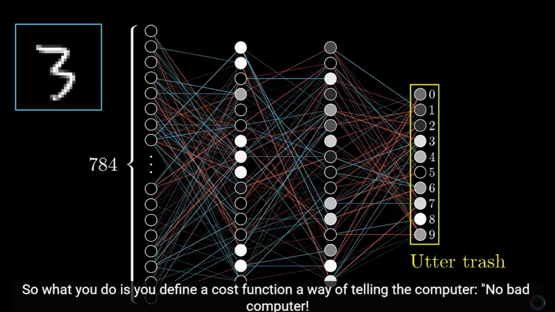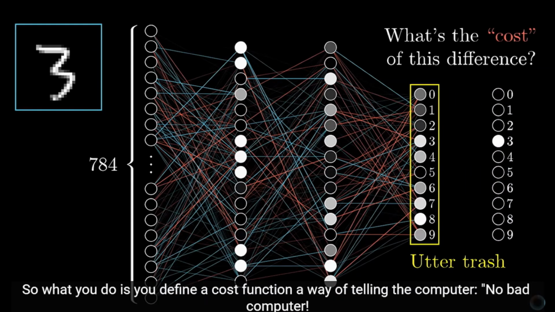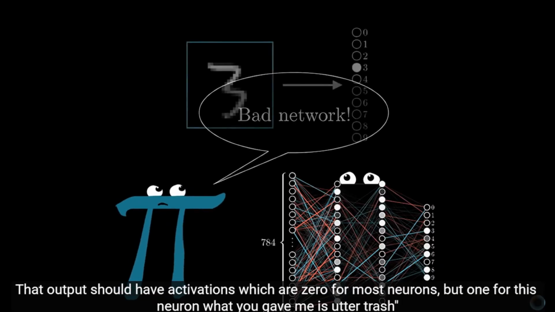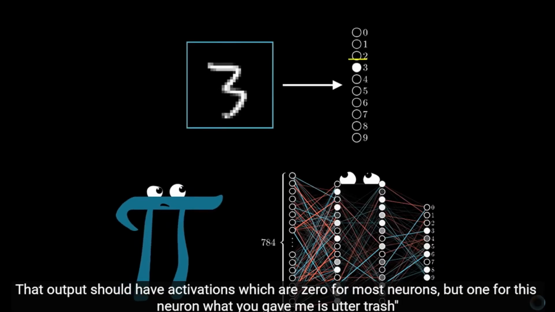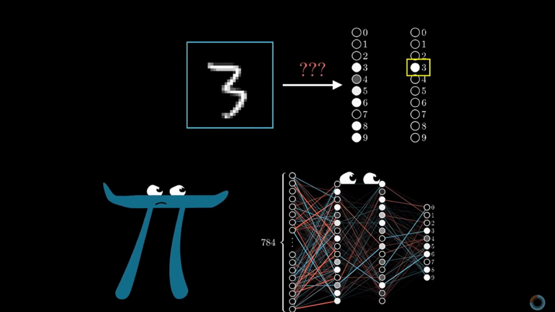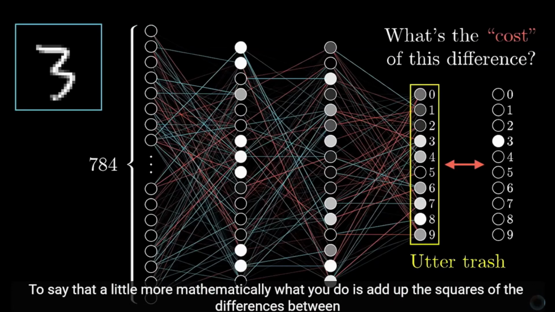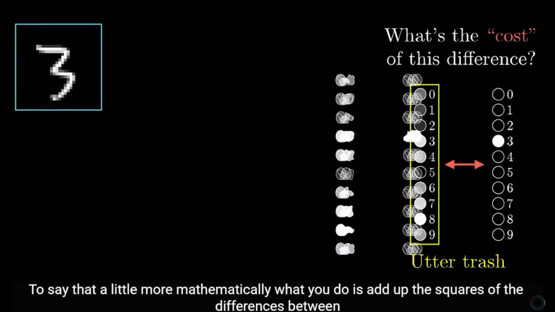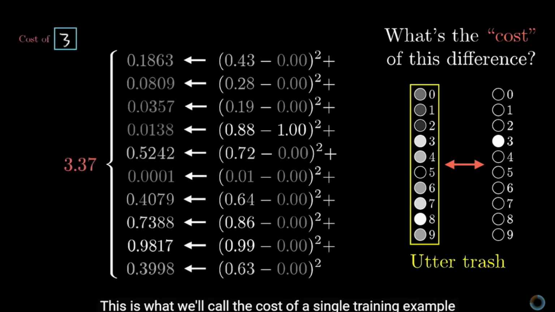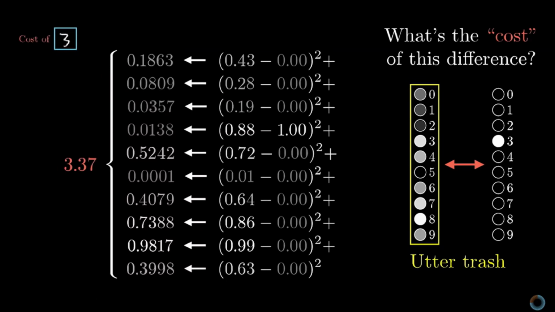For example, you feed in this image of a 3, and the output layer just looks like a mess. So what you do is you define a cost function, a way of telling the computer, no, bad computer, that output should have activations which are 0 for most neurons, but 1 for this neuron. What you gave me is utter trash. To say that a little more mathematically, what you do is add up the squares of the differences between each of those trash output activations and the value that you want them to have. And this is what we'll call the cost of a single training example.